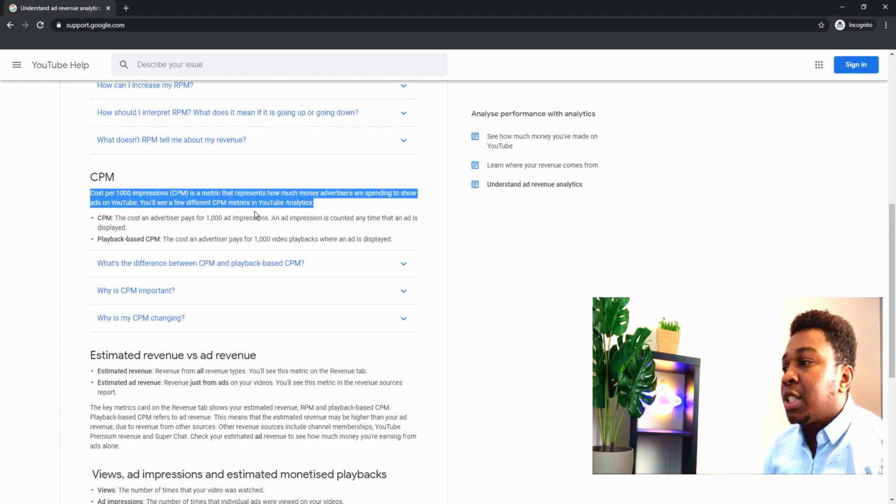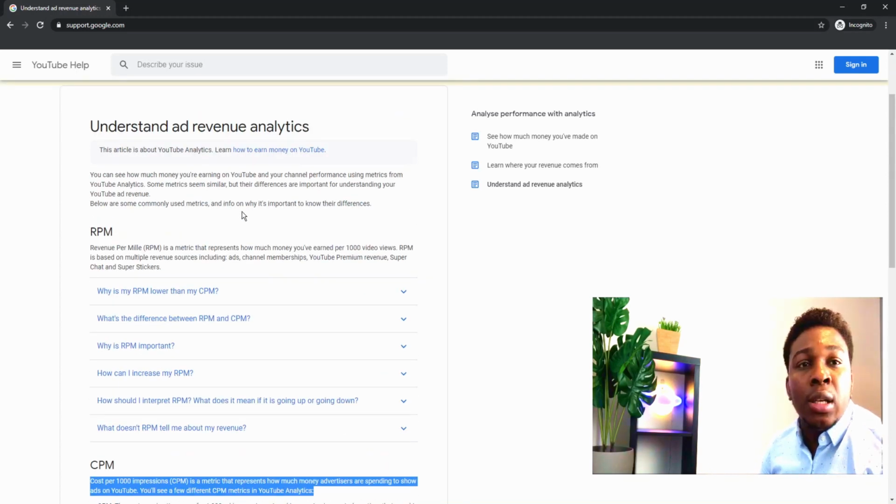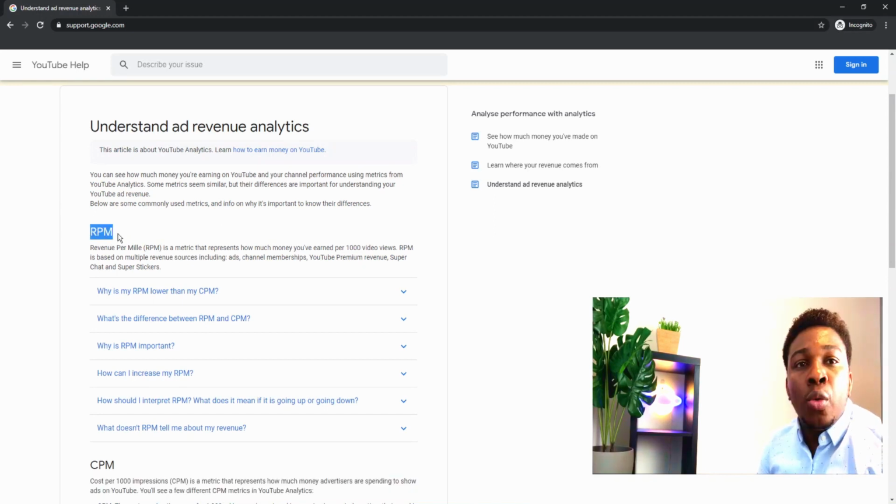is a metric that represents how much money advertisers are spending to show ads on YouTube. So for a YouTuber, advertisers pay CPM, but the YouTuber only gets about a 50% cut of that money, and that 50% cut that the YouTuber gets is called RPM. The purpose of this video is not to check how much advertisers are paying, but to check what YouTubers are earning. So for that purpose, we'll be using what YouTubers earn, which is the RPM. So RPM is a better metric of what YouTubers earn.